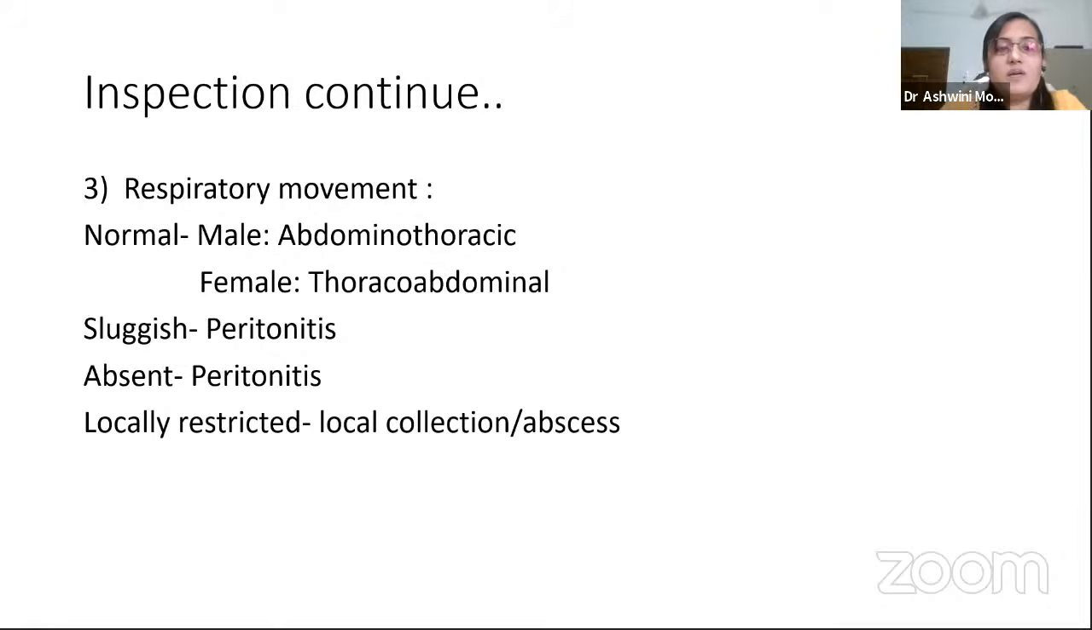So in case of peritonitis, it will either be absent or sluggish. The respiratory movement can also be restricted locally, in a local collection or local abscess, like in a perforated appendix. If there is a local collection or abscess, movement in the RIF region might be absent. So we have to check for respiratory movement.